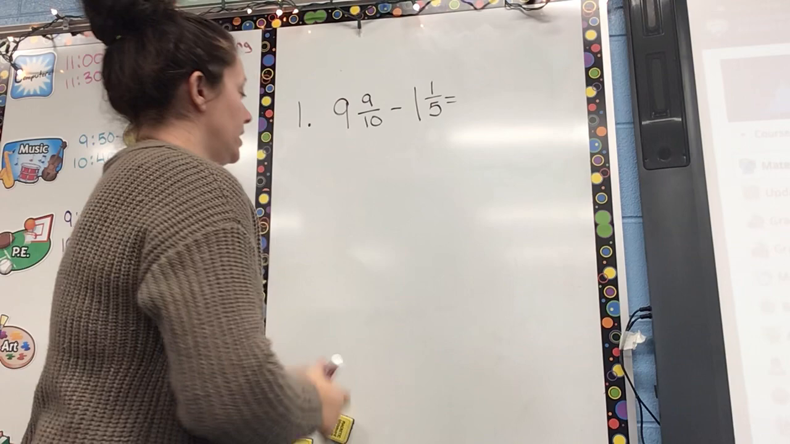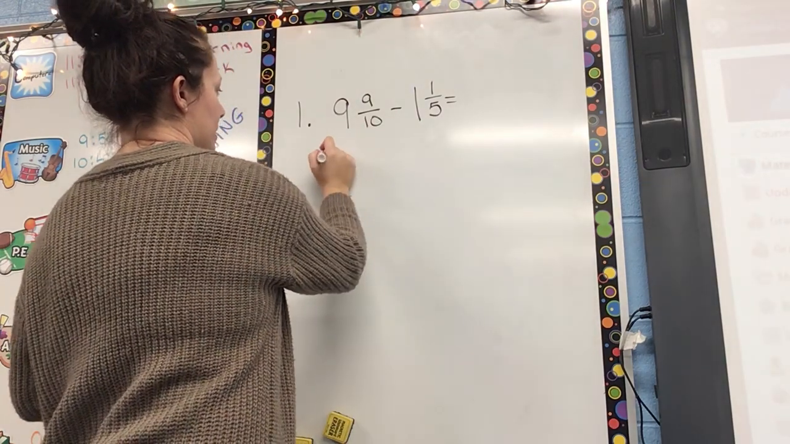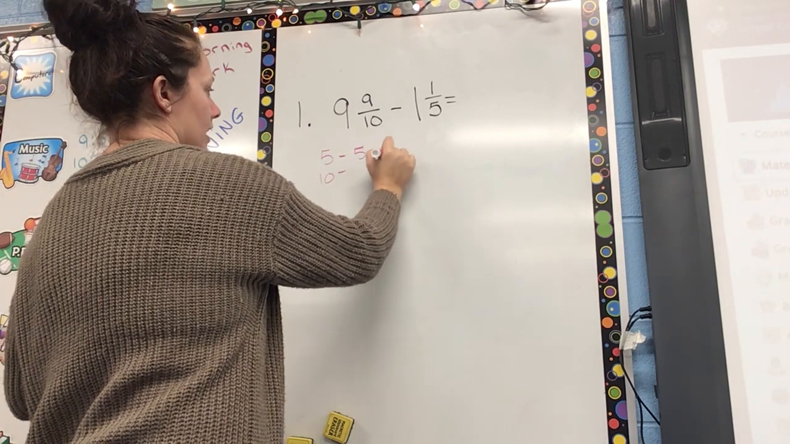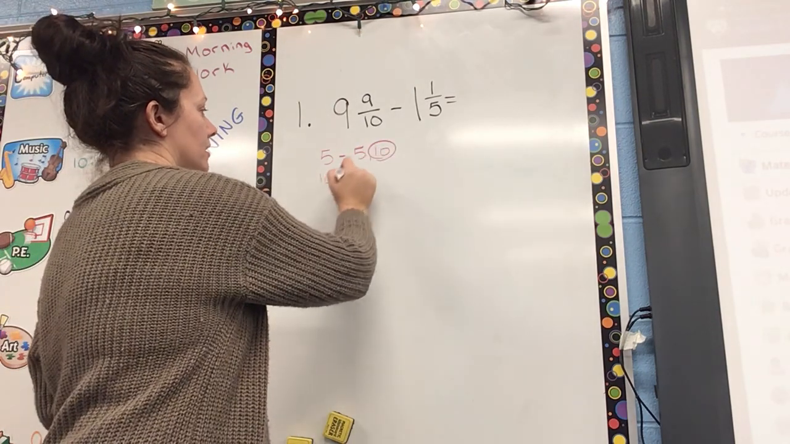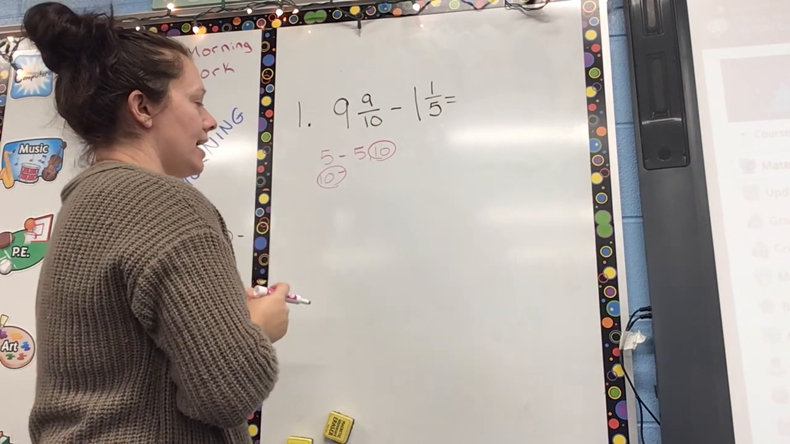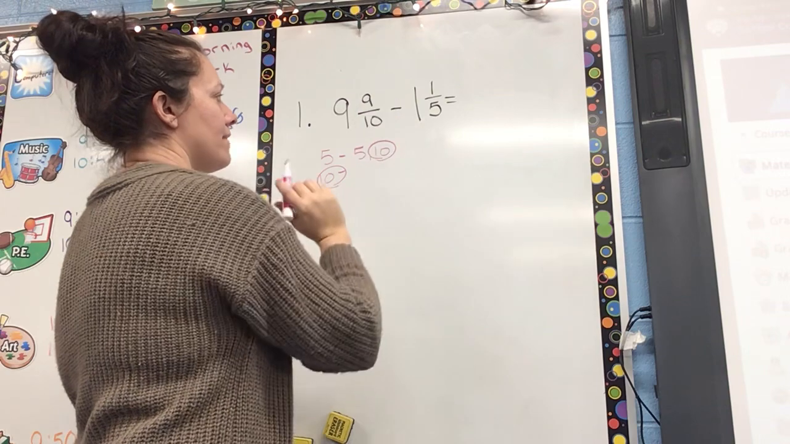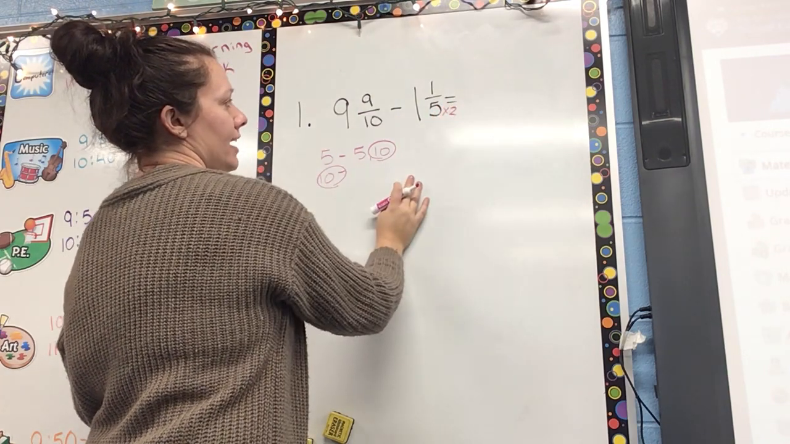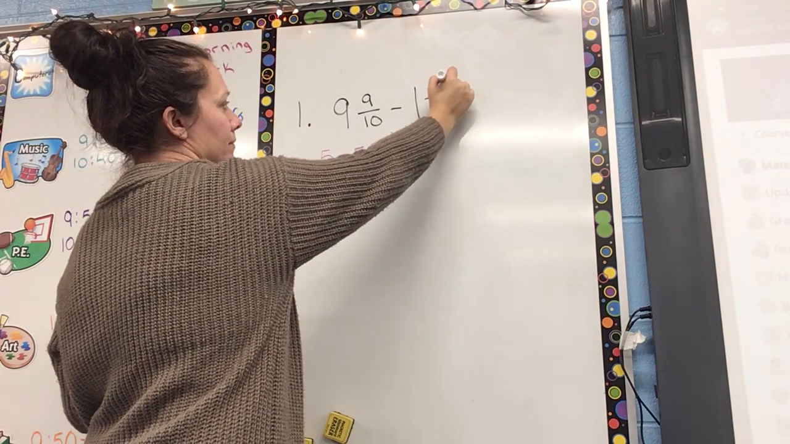All right, so we do not have like denominators, so I need to make a list of my multiples. And I can quickly see that I'm going to use 10 as my common denominator. This one's already done for us. It has a 10 as a denominator. However, this one does not. So how can I make that 5 into a 10? 5 times 2 would be 10. And what I do to the bottom, I also have to do to the top.